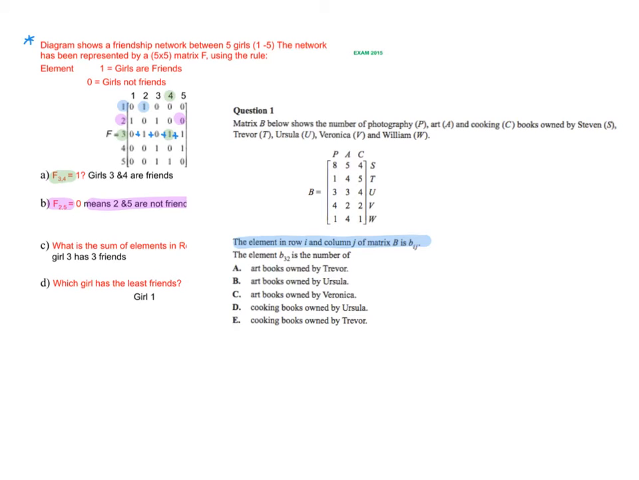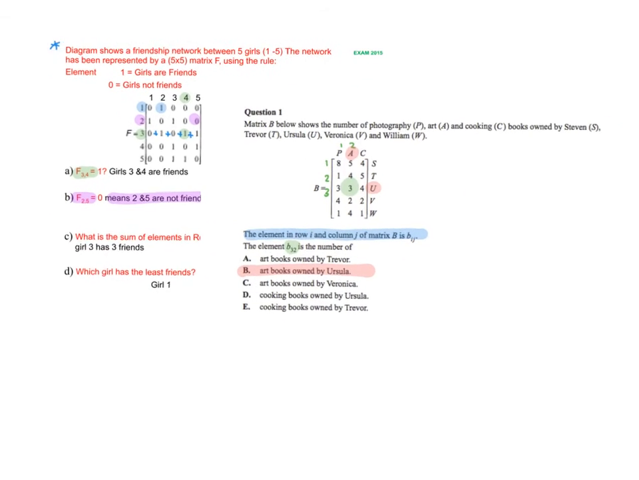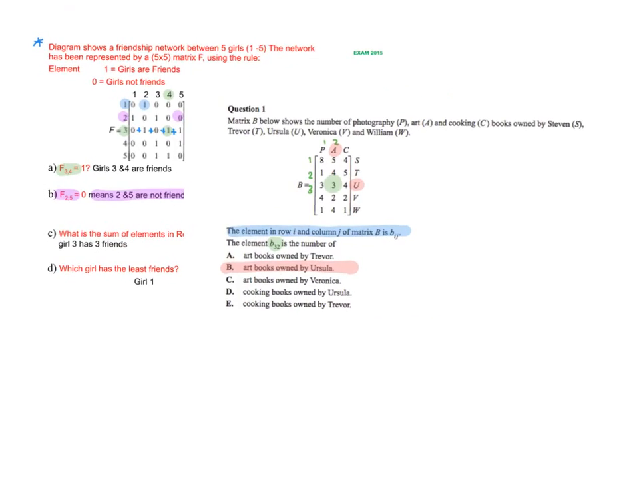All right, so they're asking me what is element B32. So I'm going to go down to row 3 and across to column 2. What is that telling me? Well, it's something to do with the art books for who? Ursula. So art books owned by Ursula. There's your answer there. Okay, really easy.